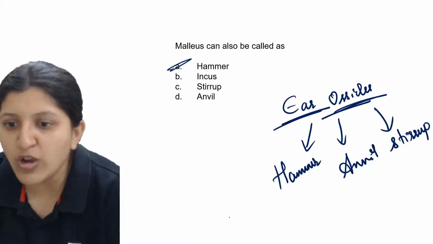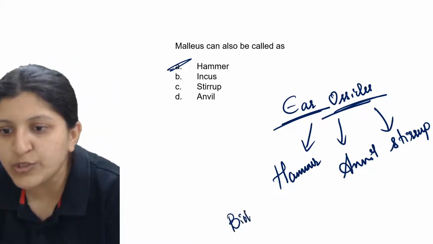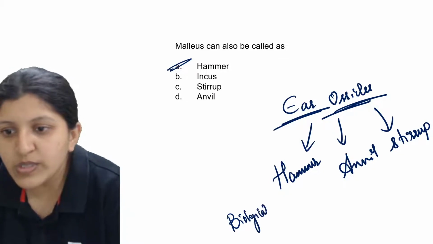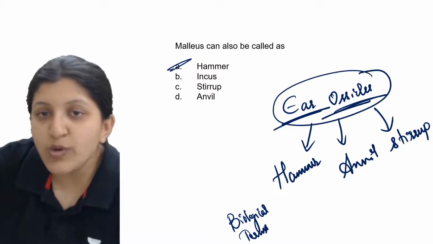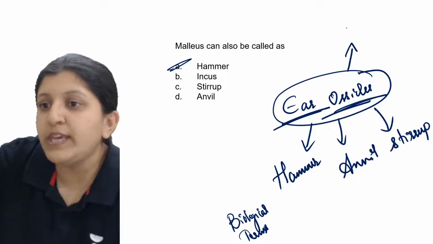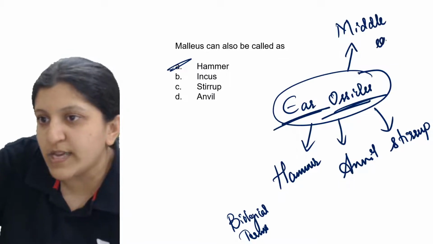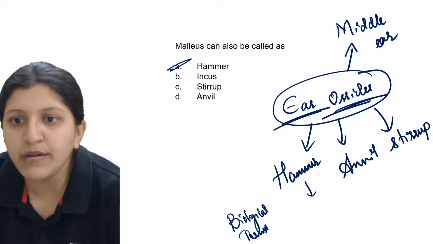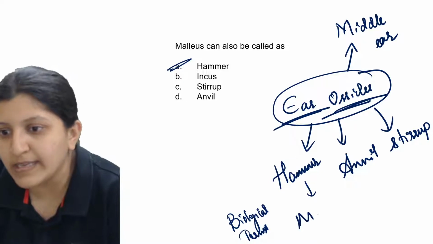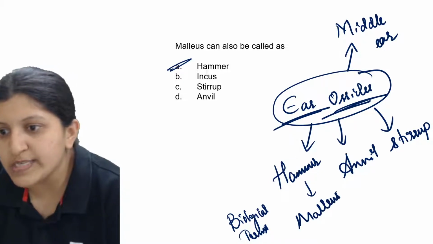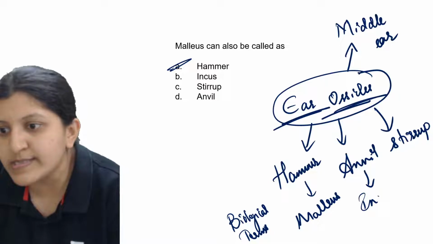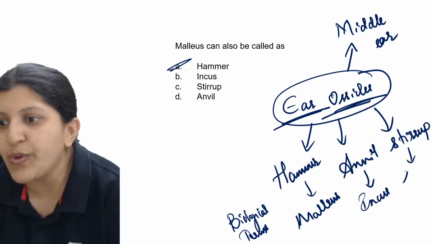These are the biological terms, and all these ear ossicles come under which part of the ear? All of these come under the middle ear. So the hammer is called the malleus. This one is the malleus, this one is the incus, and this one is the stapes.